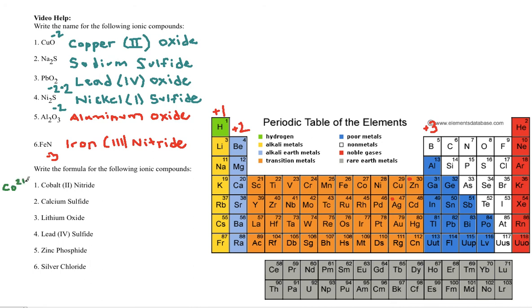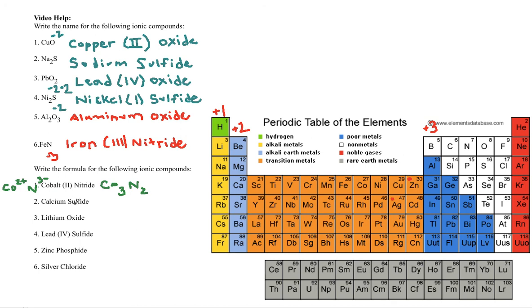You know that nitrogen, looking at the periodic table, is going to be a 3- charge. So I'm going to cross my charges. So this would become Co with a subscript 3. Okay, make sure the subscript indicates how many cobalts you need. The charge is a superscript to show the charge, so it's Co3N2. So really not too bad.